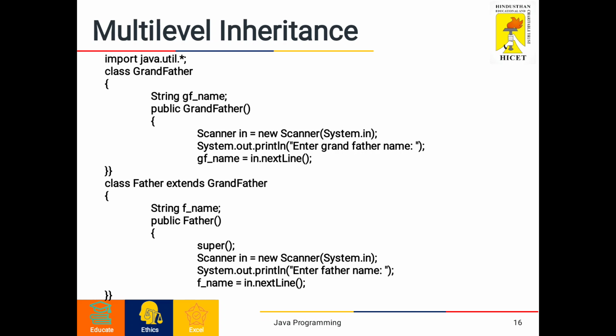So the next one is multi-level inheritance. Multi-level inheritance, the simple example is given here. There will be a base class. From that base class, one class will be extended. This extended class will be acting as a base class for another class.